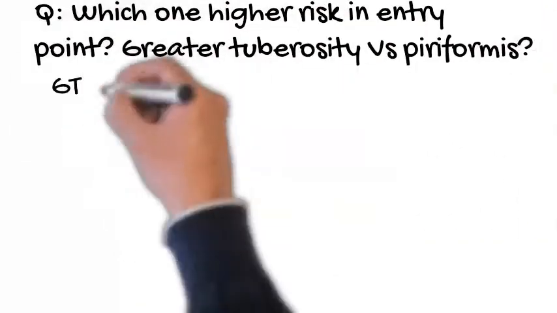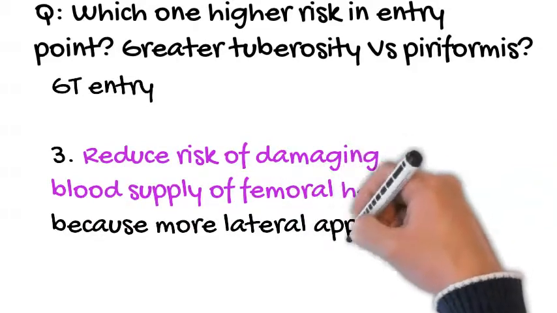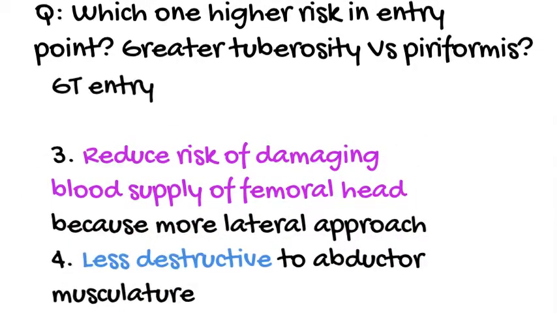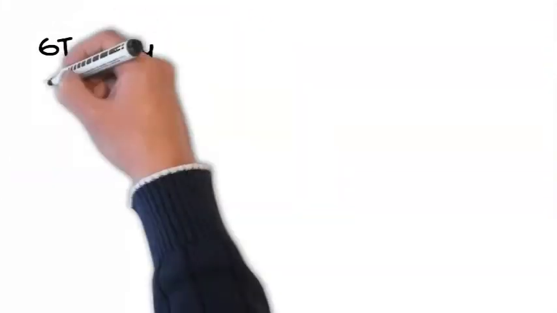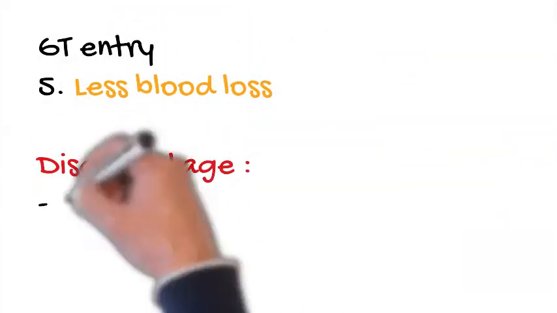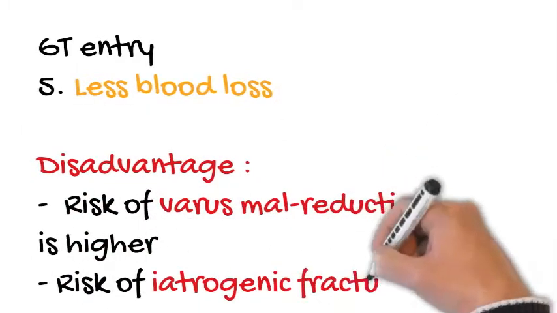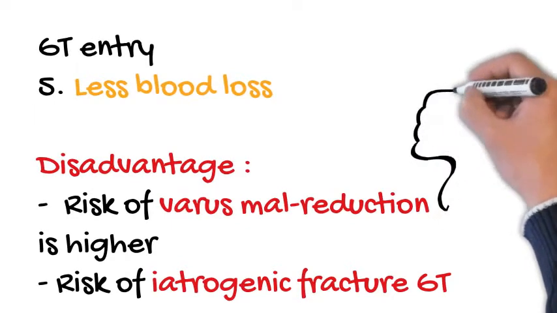3. It reduces the risk of damaging blood supply of the femoral head because of the more lateral approach. 4. Less destructive to abductor musculature. Another advantage of GT entry is less blood loss. Disadvantage of GT entry is that the risk of varus malreduction is higher. The risk of iatrogenic fracture of GT is also there.